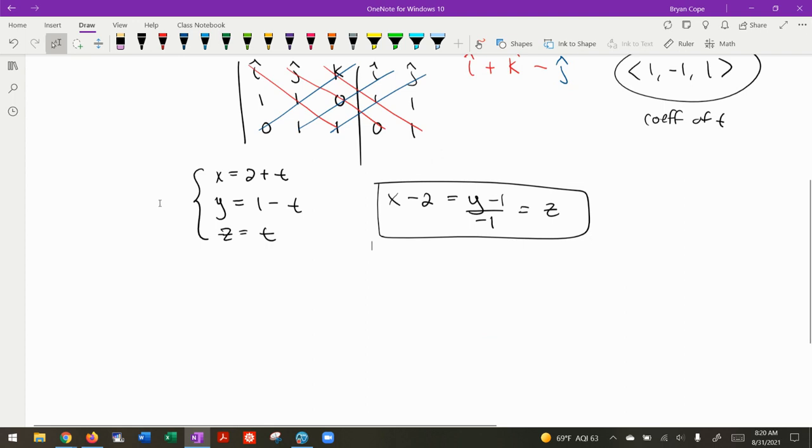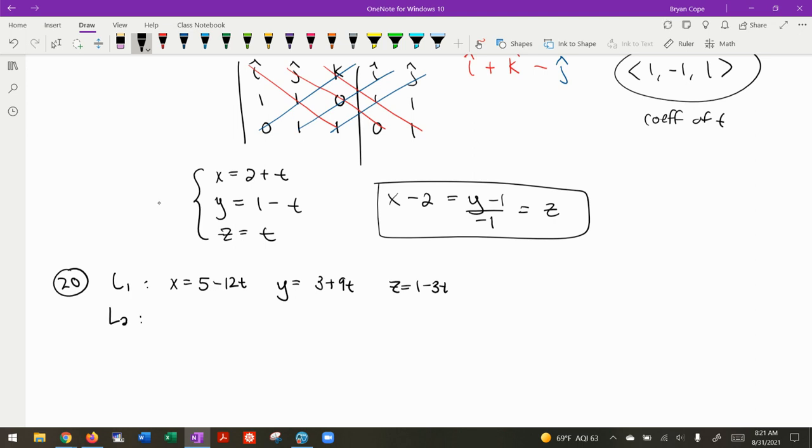Okay, next is 20. Problem says, determine whether the lines L1 and L2 are parallel, skew, or intersecting. If they intersect, find the point of intersection. L1 is given as x equals 5 minus 12t, y equals 3 plus 9t, z equals 1 minus 3t. And L2, x equals 3 plus 8s, y equals -6s, and z equals 7 plus 2s.